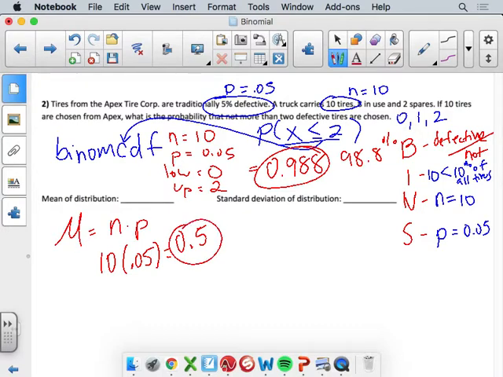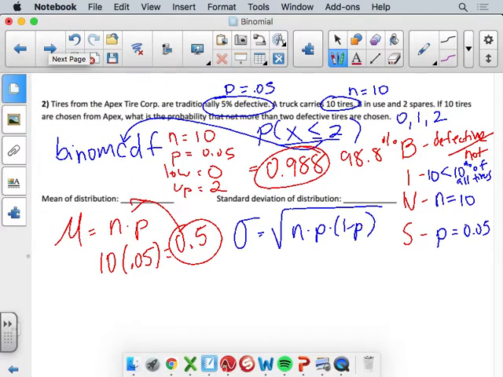So we already did that. That's our mean. Now standard deviation, just from the formula. Standard deviation is the square root of 10 times 5% times 95%.